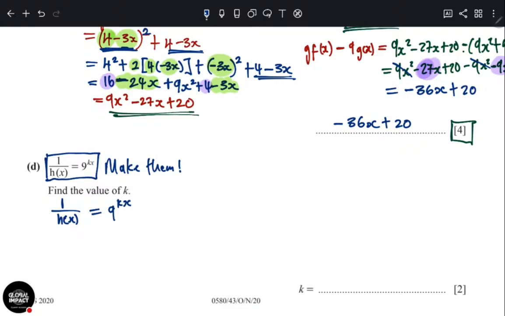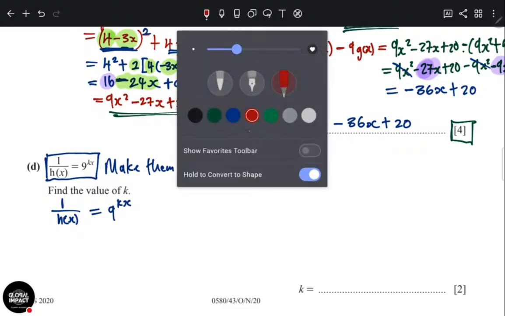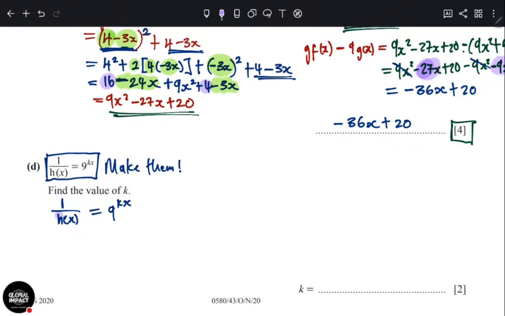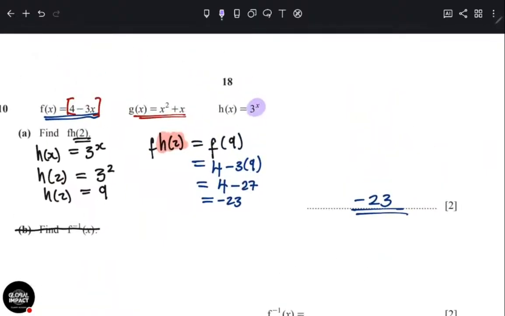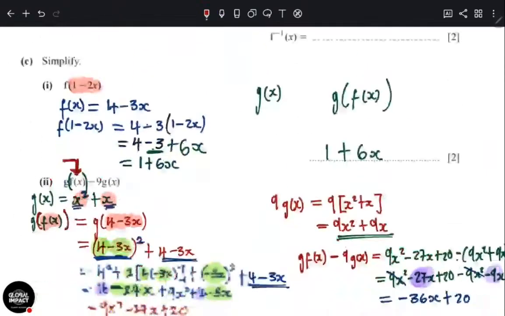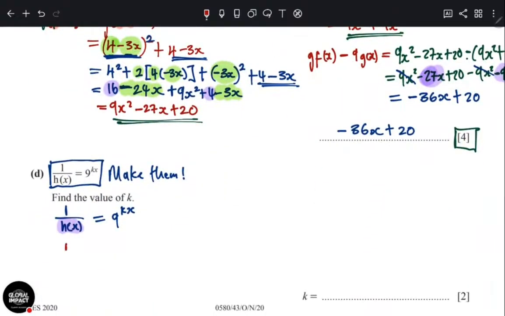So what is h of x? You will now go and take it because the only thing we need to change here is this function. H of x, let's go look for it. It's here, 3 to the x. So we'll now come and say 1 over 3 to the x because h of x is 3 to the x. So 1 over 3 to the x is equal to 9 to the kx.